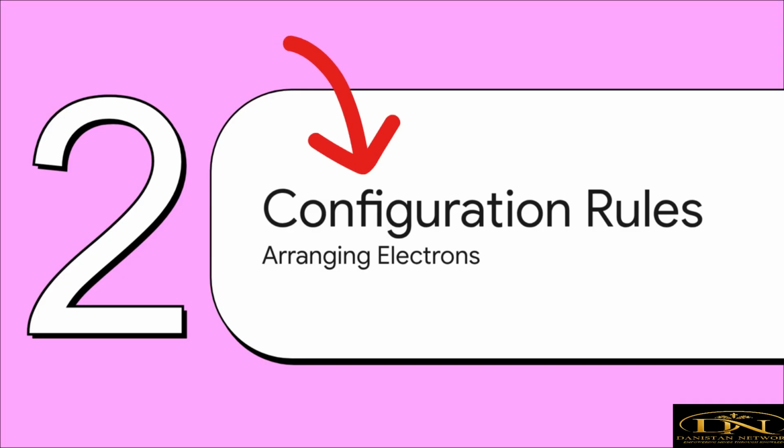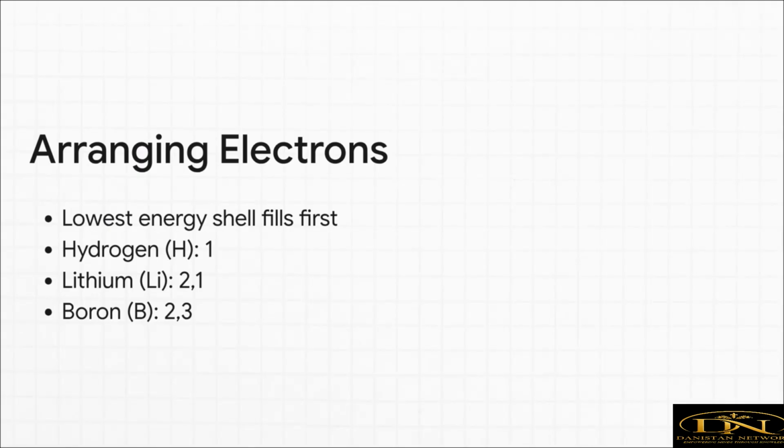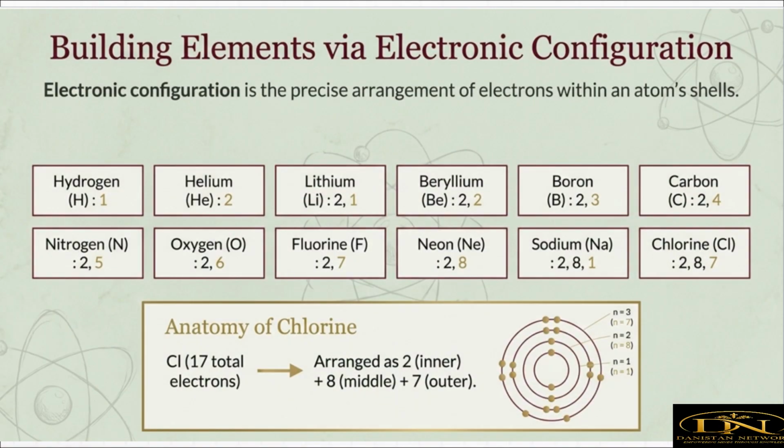Arranging the electrons. So electronic configuration is quite simply the formal arrangement of electrons in an atom. And as I just mentioned, electrons always fill the lowest energy shell first. Let's actually trace this. Hydrogen has just 1 electron, so its configuration is literally just 1. Helium fills that first shell completely with 2. Then we get to lithium. It has 3 electrons in total, so the first shell takes 2, and that leftover 1 goes right into the second shell, making its configuration 2,1. Beryllium steps up to 2,2, and boron hits 2,3.